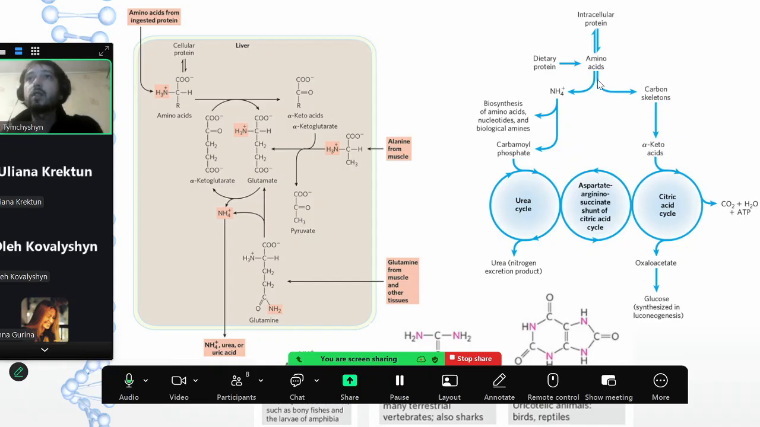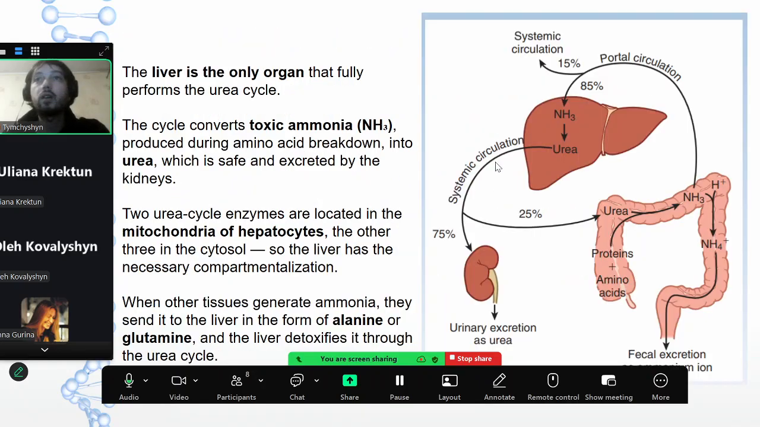Here is one more scheme. Here you see amino acids are formed. This is the pathway for the carbon skeletons. They get to alpha keto acids and then into the Krebs cycle to get some energy. And here you see NH4 plus that should be somehow processed, including the urea cycle or ornithine cycle that we will consider, and that generates urea, the excretion product of the nitrogen.